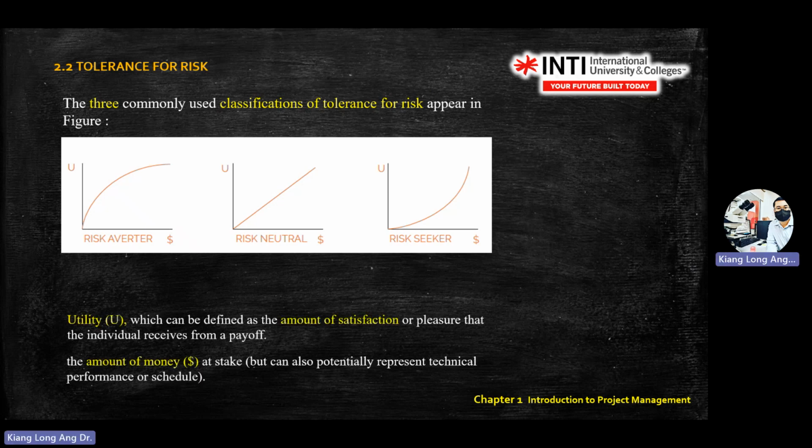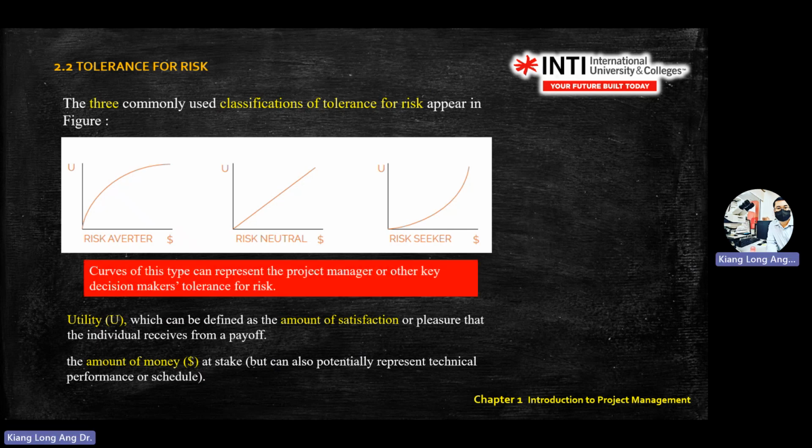Okay, so what is U? U is the amount of satisfaction, meaning the sense of satisfaction. So the first one, the y-axis is U, the x-axis is the money, the amount of money at stake. It can be performance and so on. So you have risk averter, risk neutral, and risk seeker, as we call it. If you fall into this one, you are a project manager who is willing to take risks. This one is normal, this one a bit passive.